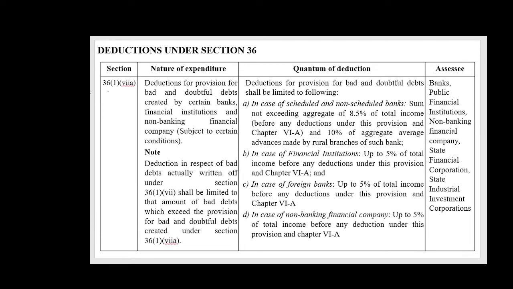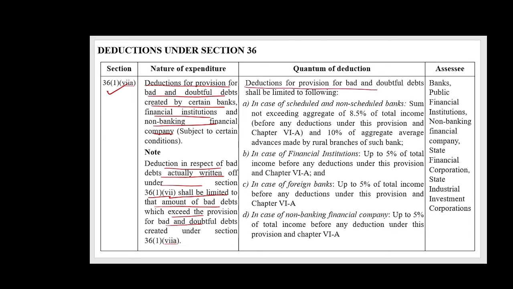Moving ahead to deduction under section 36, subsection 1, subsection 7a. Now, this is pertaining to deductions for provisions for bad and doubtful debts, which is created by certain banks or financial institutions and non banking financial companies. Note that the deduction in respect of bad debts actually written off under section 36, 1, subsection 7 shall be limited to that amount of bad debts which exceeds the provision for bad and doubtful debts, more than the created provisions. Okay. So, what is the quantum of deduction?